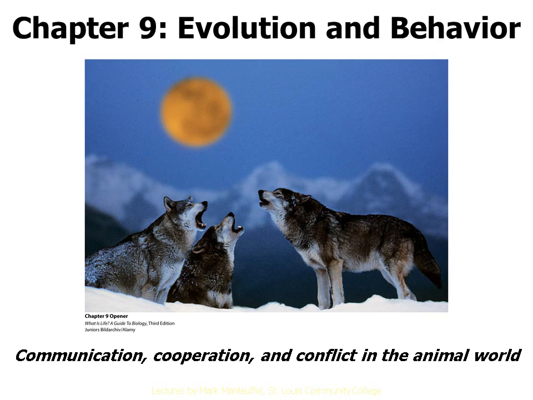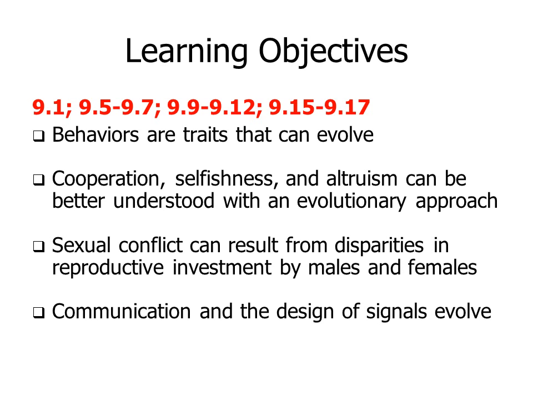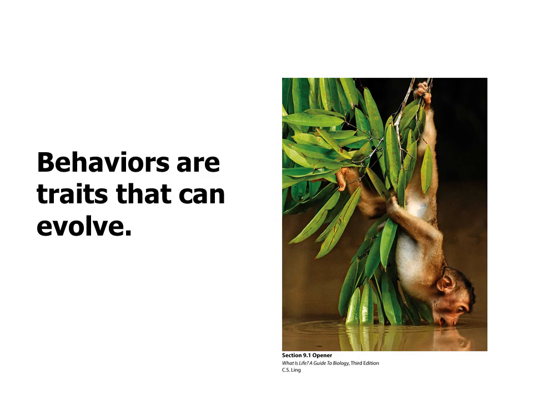Okay, chapter 9, talking about evolution again, but this time we're going to talk about behavior. These are the sections you're responsible for. You need to know that behaviors are traits, and that can evolve. We think of them as really complicated, so we don't think they can, but they can, because they are traits. Everything has a genetic underpinning. We'll talk about altruism. We'll talk about sexual conflict and reproductive investment by males and females, and we'll talk about communications.